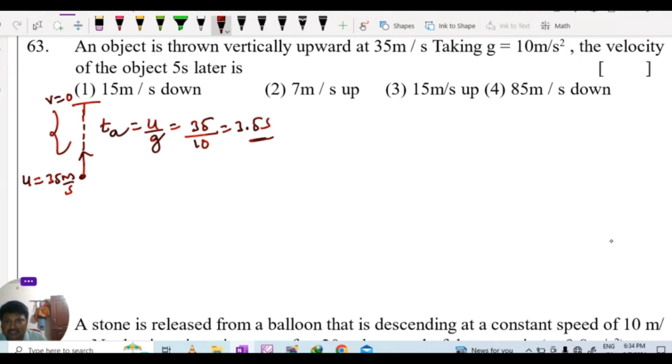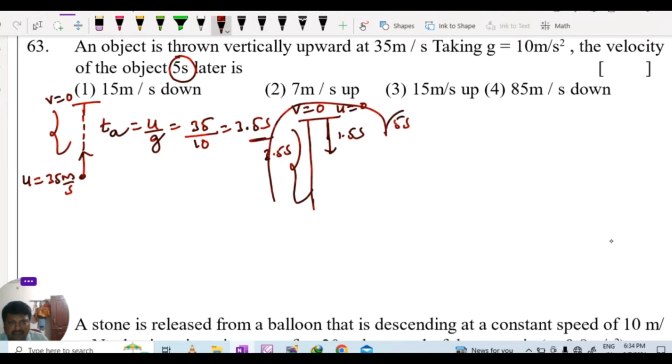But here calculate the velocity of the object after 5 seconds. The time taken to reach the maximum height is 3.5 seconds. After reaching the maximum height, its final velocity becomes 0. Then it will return to its starting point. While it is coming down, its initial velocity is equal to 0. So 3.5 and 1.5, this is the total time, 5 seconds. So after 1.5 seconds, calculate the velocity.